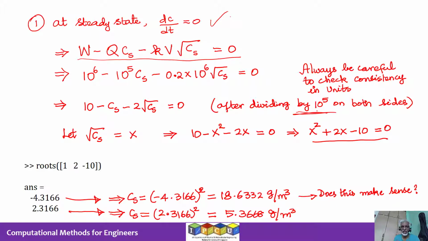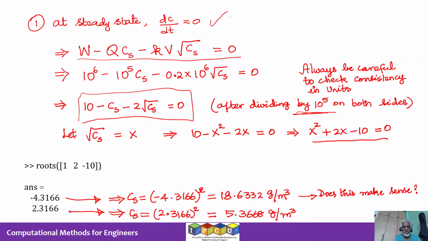So in any case, I do not want to carry these big numbers, 10 to the power of 6, 10 to the power of 5, etc. So I realize that I can divide by 10 to the power of 5 on both sides. So this is the equivalent system. Now I can solve it in a few ways. I'll demonstrate a couple of ways of doing it.